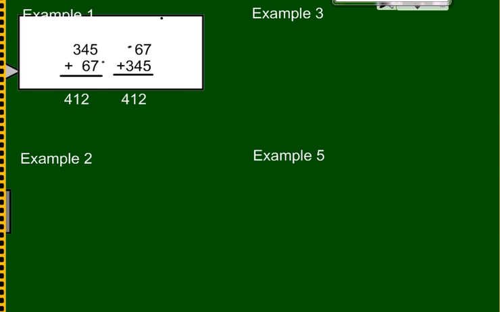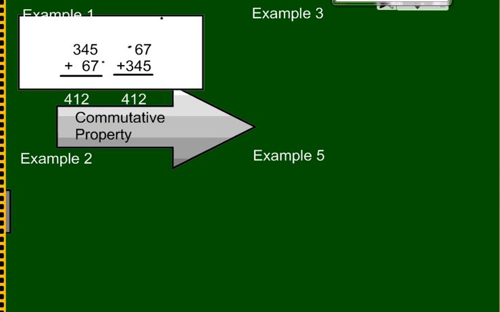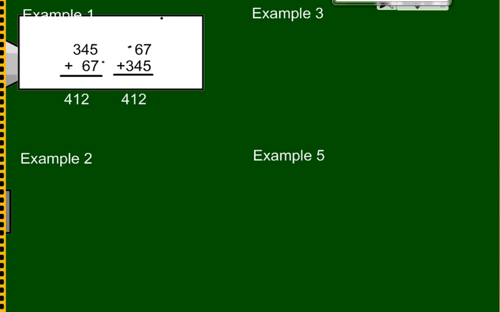Now what we see here is a very unique property in math that's known as the commutative property. The commutative property of math, as it is applied to addition, says that you can add numbers in any order. I can put 345 plus 67, or I can go the other way around. And whichever way you go, you're going to get the same answer. That's something unique about addition when it comes to math. So, remembering that commutative property.